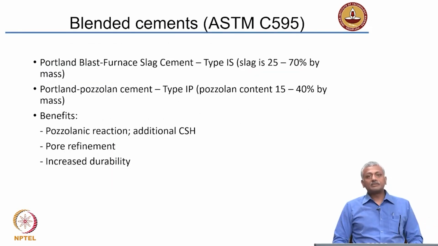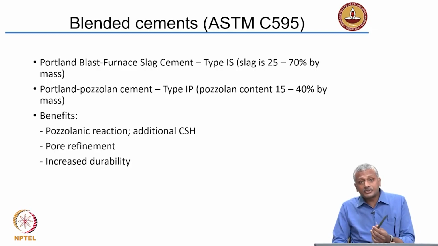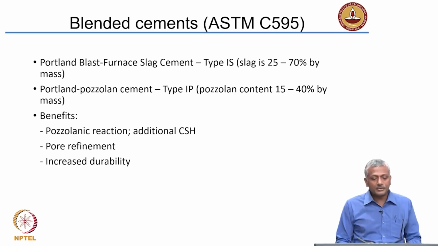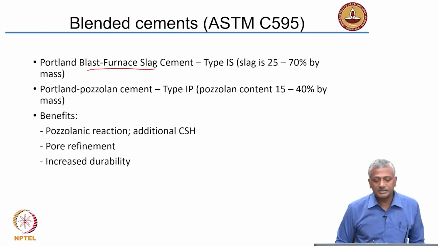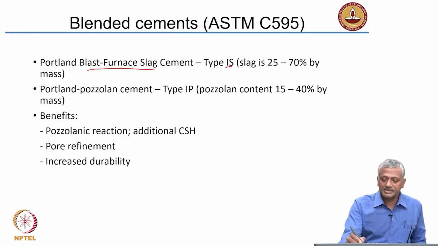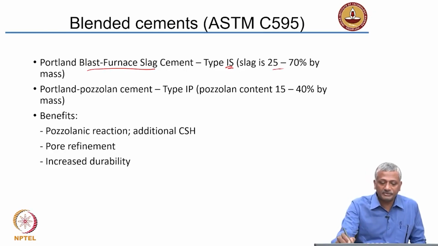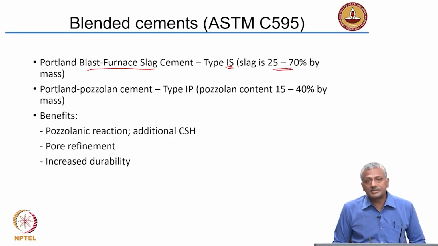Now, in some cases, we blend certain components to enhance the properties of the cement, or sometimes even just to lower the cost. So, there are different types of blended cements that are permissible as per the ASTM standards. One is called Portland blast furnace slag cement, which is called type 1S, and the slag is nearly 25 to 70% by mass in this cement.